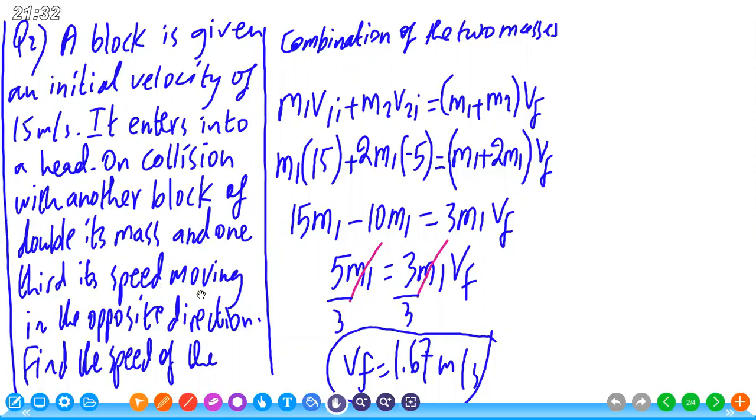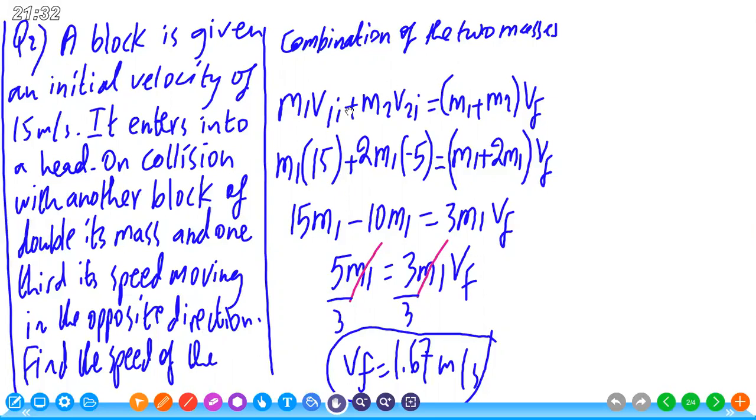So the second mass is moving with 1/3 of this much. 1/3 of 15, so it is going to be 5, but it is in the opposite direction. So then it is -5. The question is, find the speed of the combination of the two masses. They move together, and I have to find the final velocity of both of them.